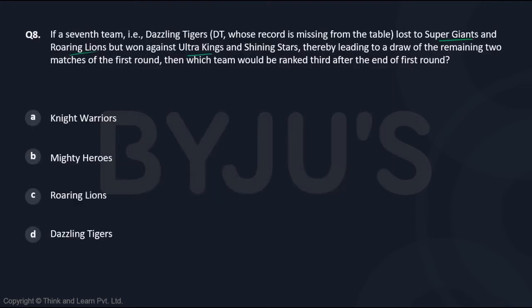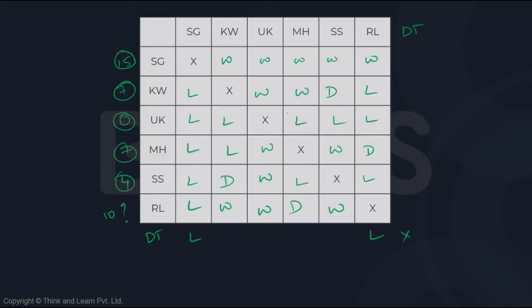And won against Ultra Kings and Shining Stars. So Ultra Kings win, Shining Stars win, and it drew the other 2 matches. So what is the total here? The total here is 3 plus 3, 6, 7 and 8. The total here is 8. So let's go ahead anyway and mark the others.